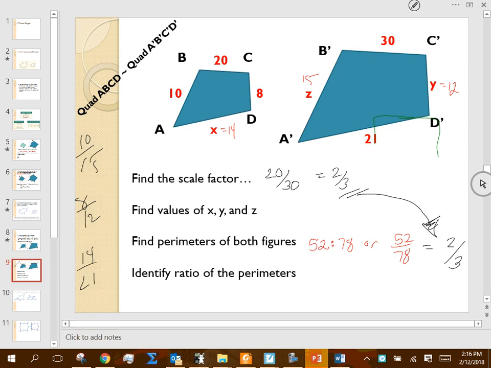I will ask you questions that you cannot draw a picture for. It means it's not feasible. They don't give you enough information. Maybe I tell you you have two pentagons. One has a perimeter of 13. The other one has a perimeter of 26. And I don't give you any of the side lengths, but I ask you what's their scale factor. It's 13 and 26. Does that make sense? Yeah.